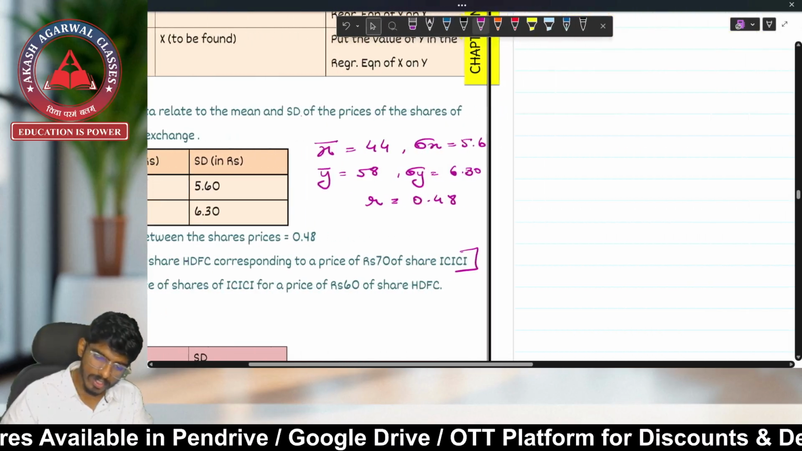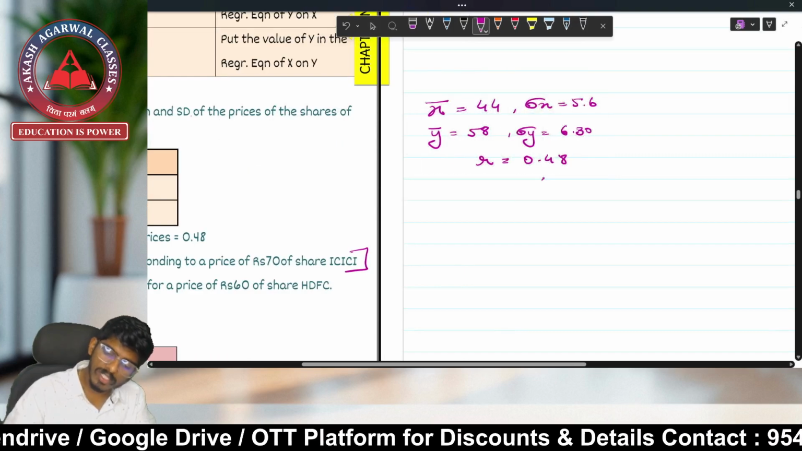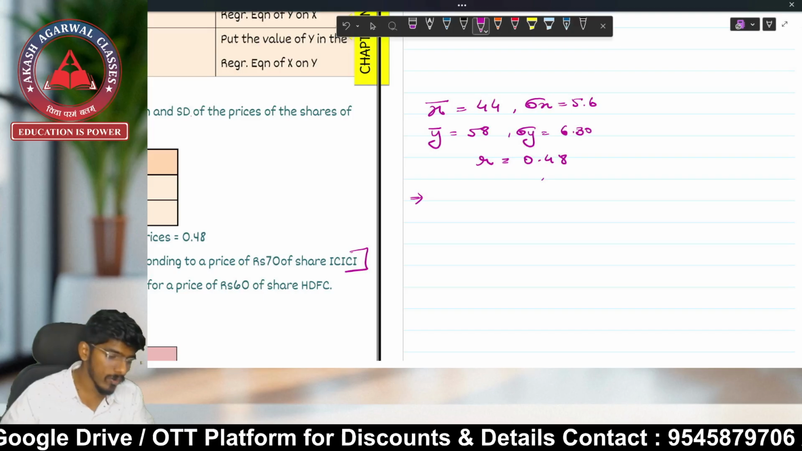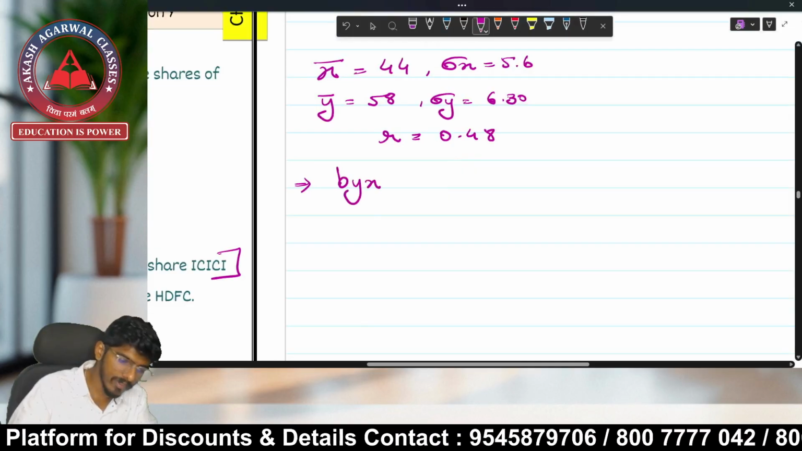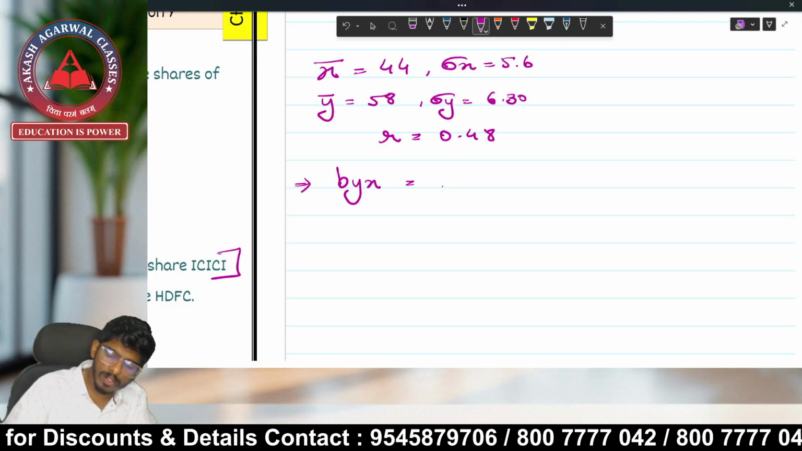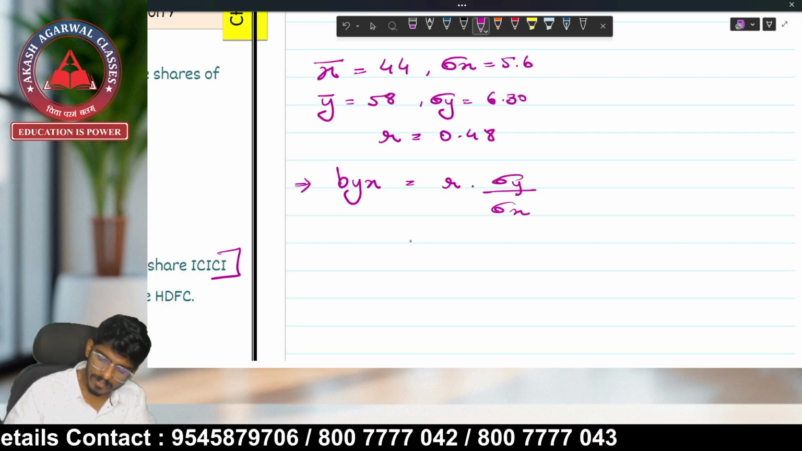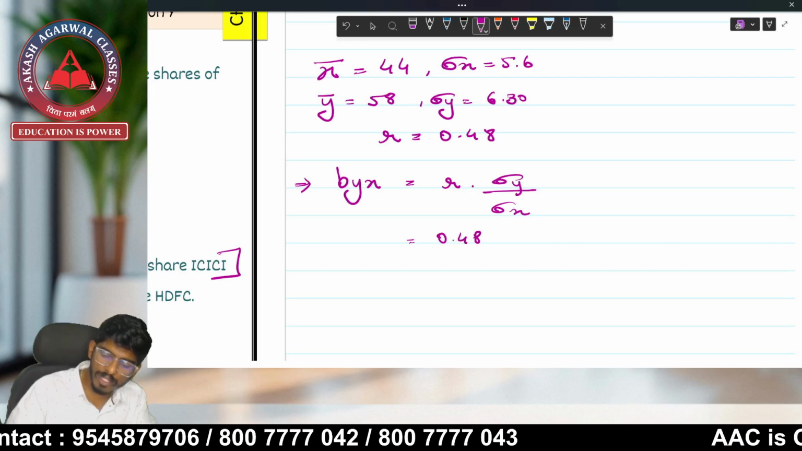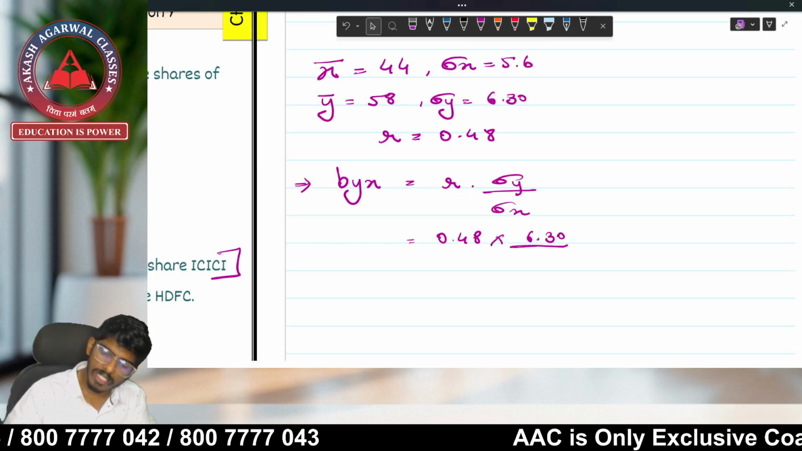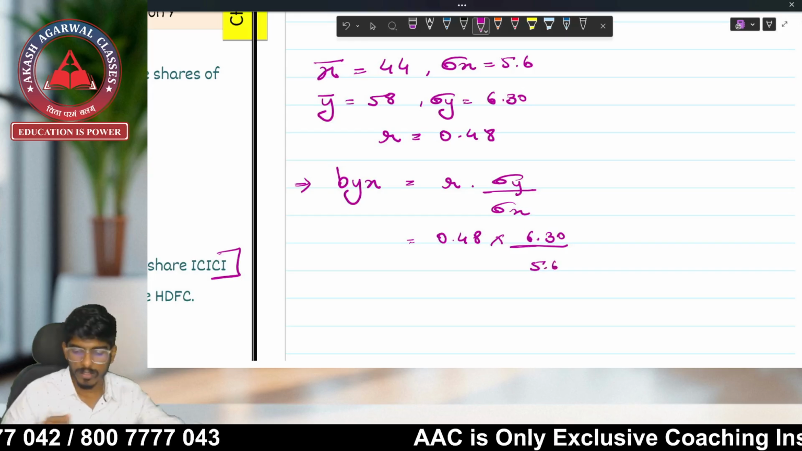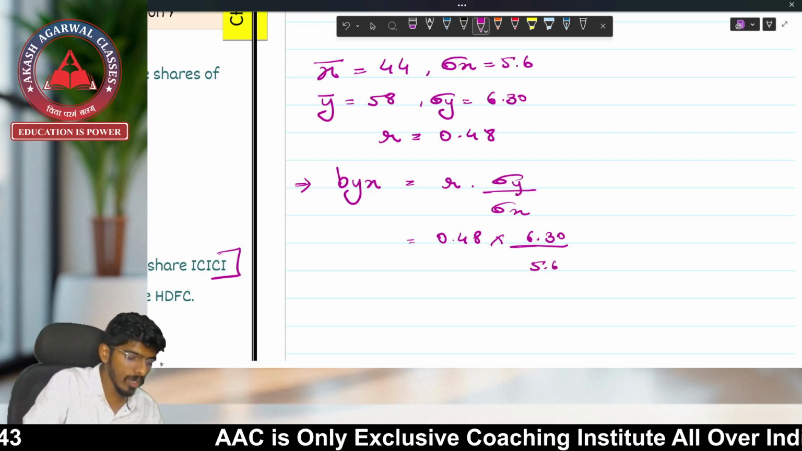So let's see first the given data. I'll write the data over here, everything in one place. It is very easy. Just keep your eyes open and try to understand what I'm explaining. So first, I am going to find BYX. How do we find BYX? BYX is going to be R into standard deviation of Y upon standard deviation of X. So my R is 0.48. Standard deviation of Y is 6.30 upon standard deviation of X, 5.6. So when we solve this, this is going to be 6.30 divided by 5.6 into 0.48.